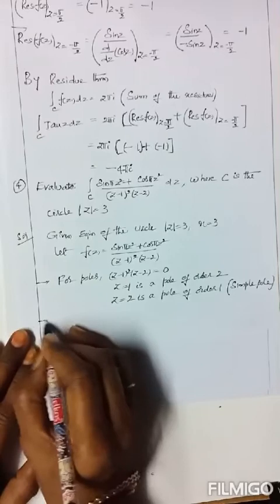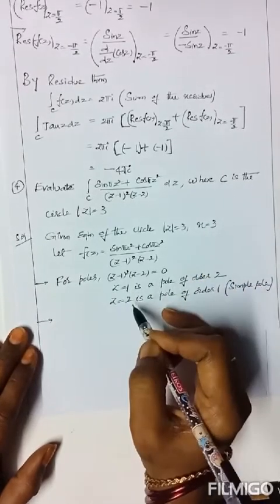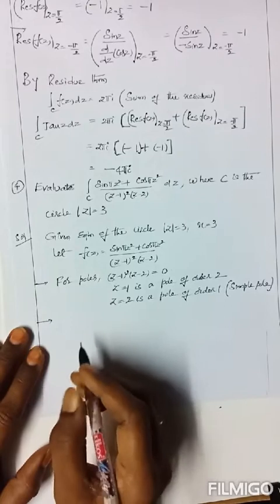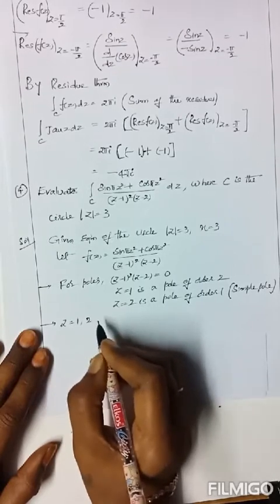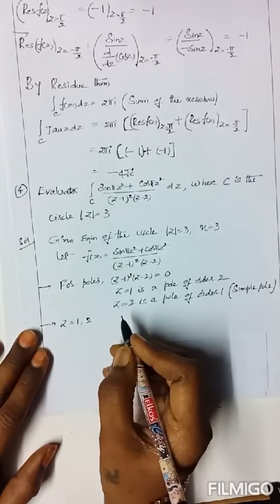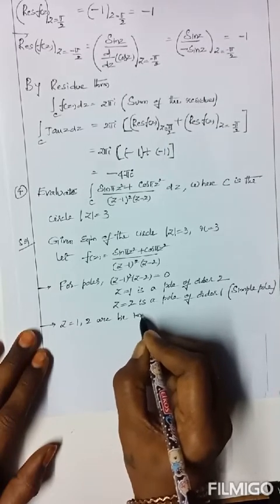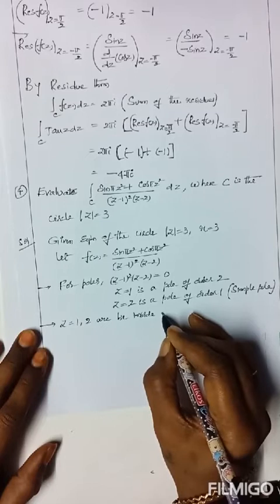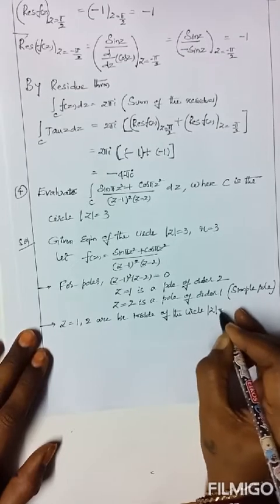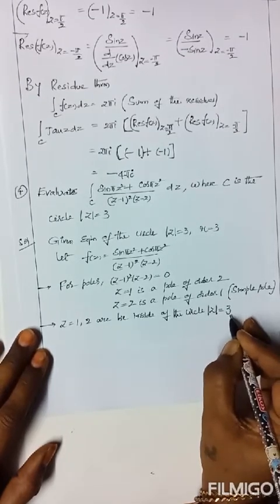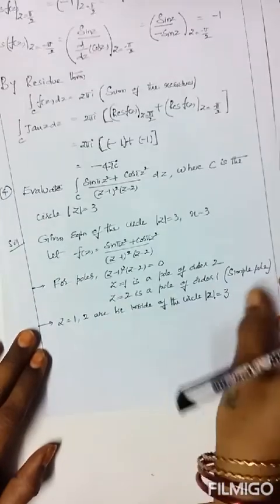Next we have to verify whether those points lie inside the circle or not. z equal to 1 is less than 3, z equal to 2 is also less than the radius, so both points lie inside the circle modulus of z equal to 3, since both points are less than the radius 3. Okay. Now we need residues.